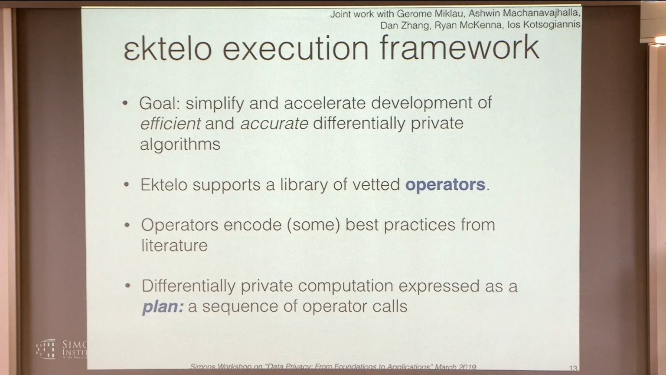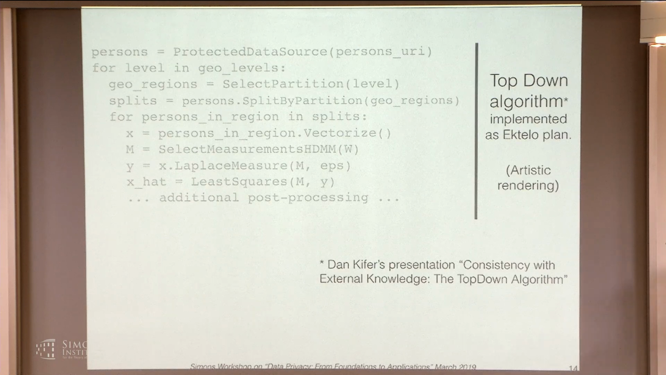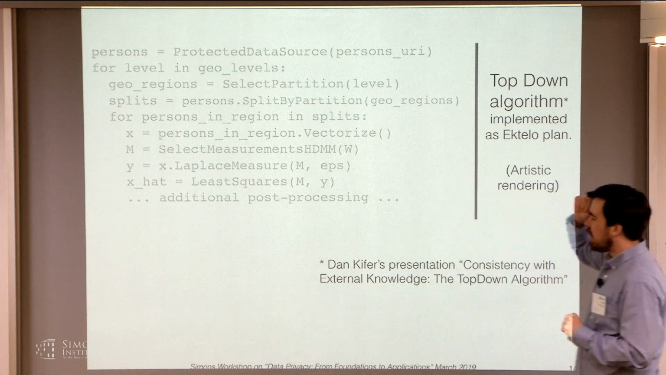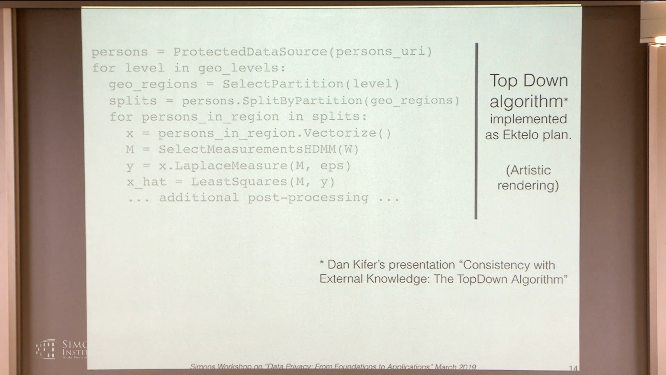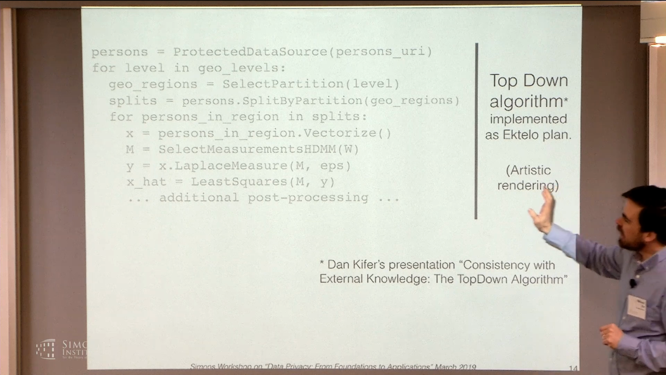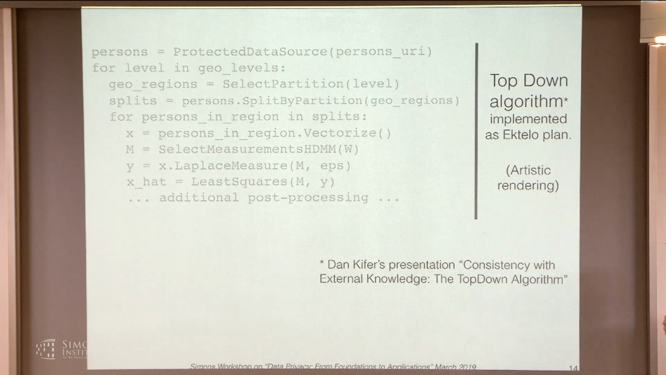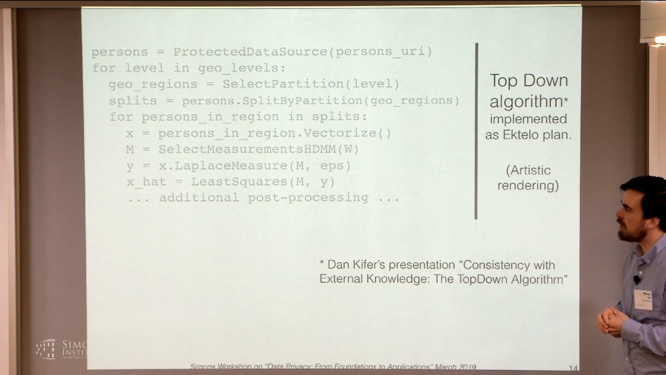The idea is that differentially private computation is expressed as what we call a plan in Ektelo. You can just think of this as effectively a sequence of calls to these operators in otherwise arbitrary code. Okay, so I'll give you a little example. I'll walk you through this slowly, but this is a pseudocode version of the top-down algorithm that Dan Kifer mentioned on Monday that's being used at the Census for the 2020 decennial.